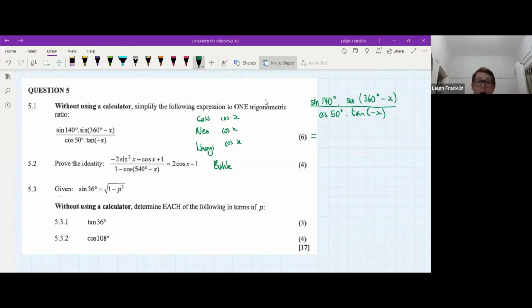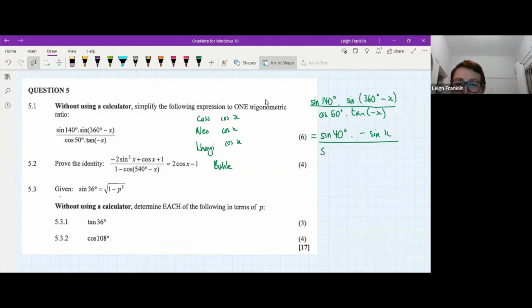Well, let's do this very quickly together, and hopefully that is correct. When they say to one trigonometric ratio, that's exactly what we would want. So we would want either sine x, cos x, or tan x as our answer. That's what they're looking for. Sine 140, we're working with our reduction formulae. That's second quadrant, so this will reduce to sine 40. Sine of 360 minus x, again working with our CAST diagram, is fourth quadrant, so this is going to reduce to negative sine x. All over cos 50. Cos 50 and sine 40 are exactly the same thing.